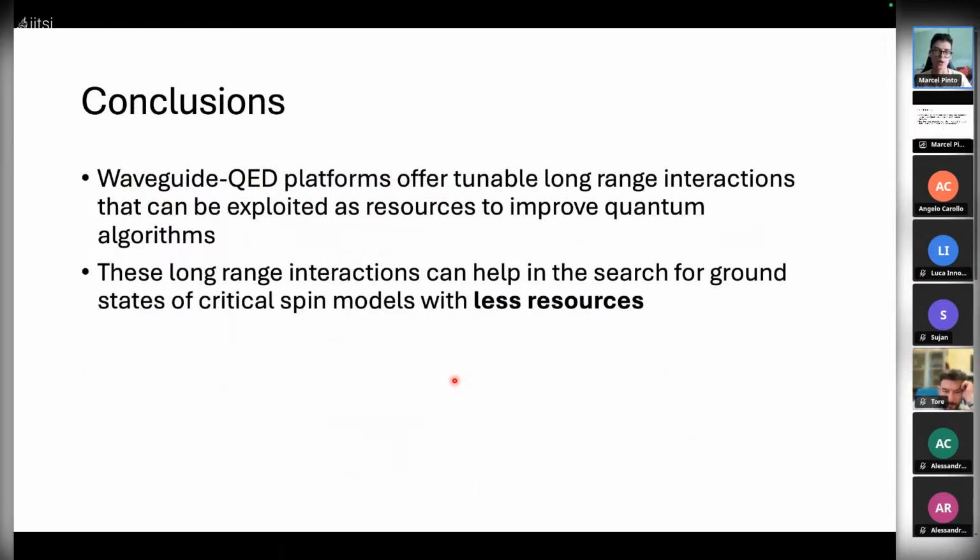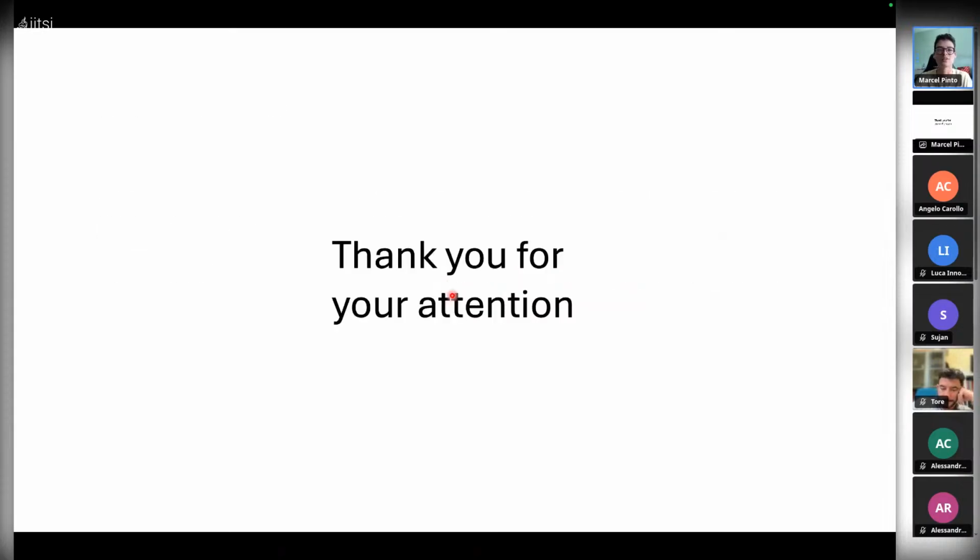And yeah, we can reach the conclusions here already. Well, the waveguide platform that they propose has tunable range interactions, and they can be exploited to improve quantum algorithms. And at least these long range interactions, for this kind of problem of finding the ground state for a critical spin model, seem to find the best results with fewer resources. So yeah, that was a quick talk. Thank you for your attention.